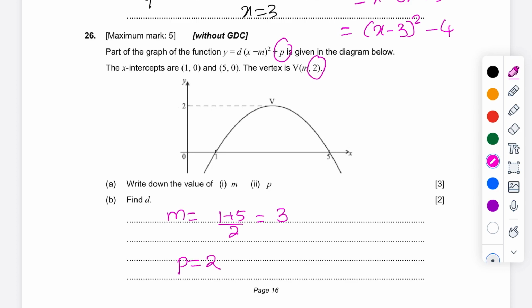Now plug in the point (0, 1) over here in the equation. This point was (0, 1). Plug in that one. So what do I get? 1 equals d times (0 minus 3) whole square plus 2. So what do I get from that? d equals negative 1 upon 2.